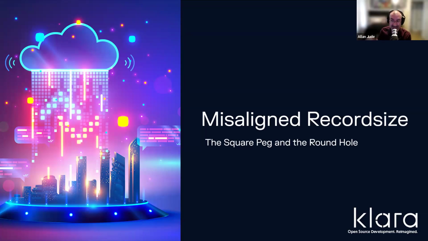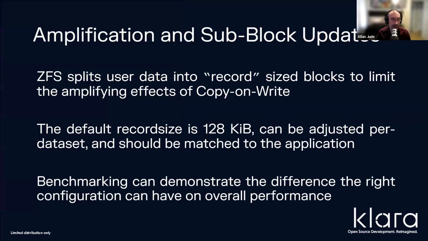So one of the most common problems we see with benchmarks is that most benchmarks default to testing small blocks because that is the hard scenario, right? That's the worst case. But ZFS defaults its record size to 128K. And so you get this kind of square peg, round hole problem where those two things don't really add up.